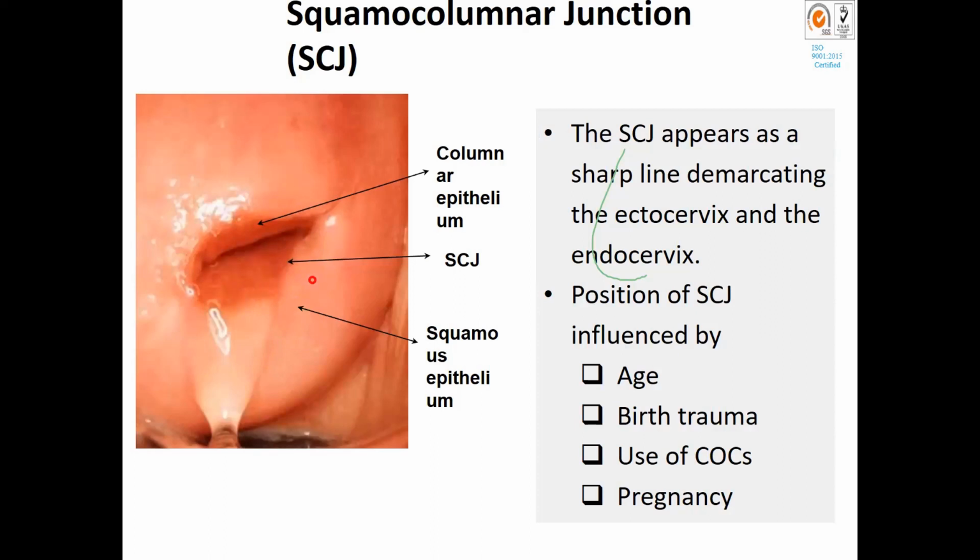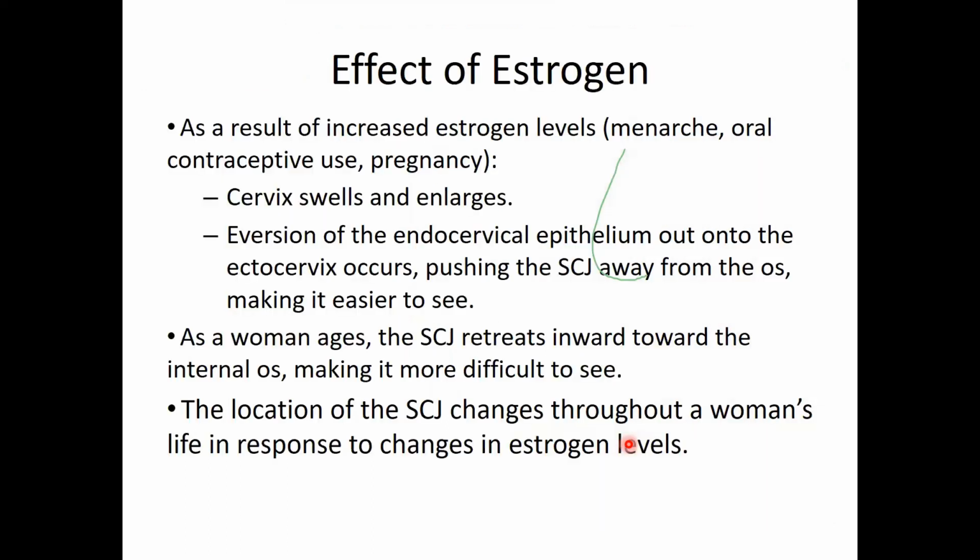So what happens? The position is usually influenced by these things that we've talked about: the age, birth trauma, use of contraceptives, that is the combined oral contraceptive because they have estrogen in them, and then also pregnancy. So what are the effects of estrogen? What does it do to the cervix? That is why we are talking about this estrogen. When somebody has high levels of estrogen, it makes the cervix swell and enlarge outward.